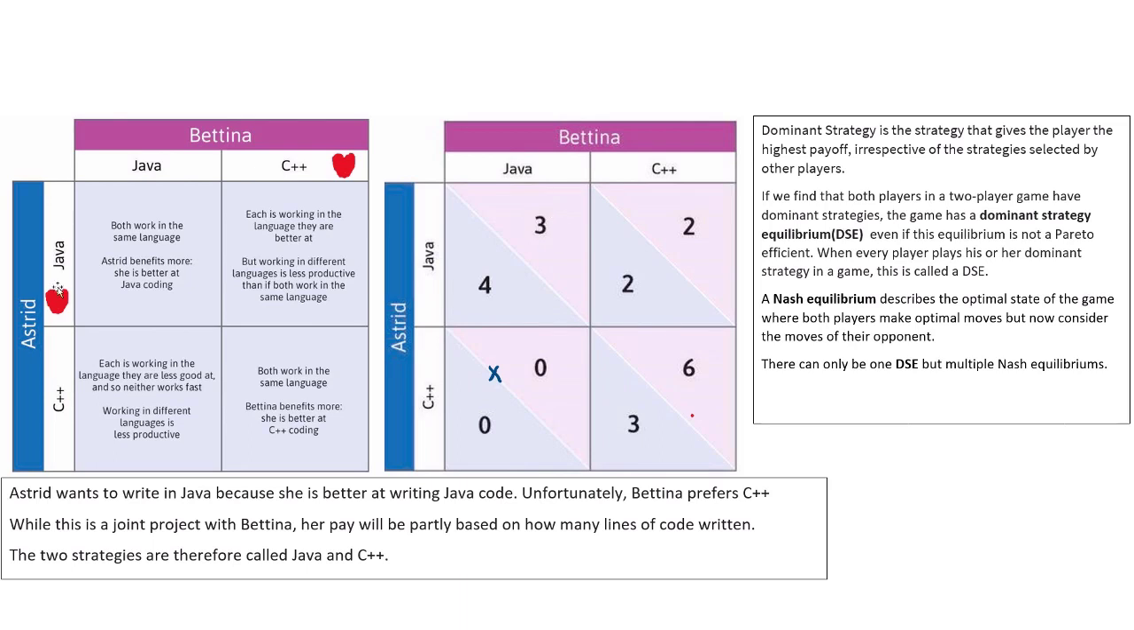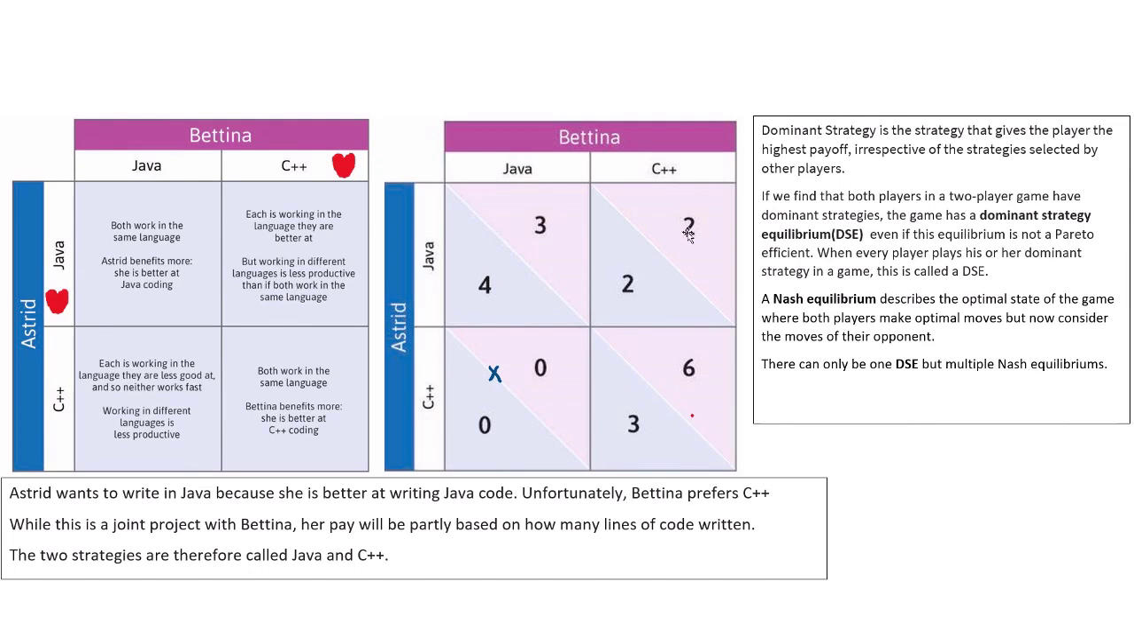Okay? What happens if Astrid uses Java and Bettina uses C++? Then each is working in the language they are better at, okay? But working in different languages has one problem, okay? It's less productive because after they have finished the project, they want to combine it, they need to translate it to either Java or they need to translate this one to C++. That's why this is a bit inefficient, okay?